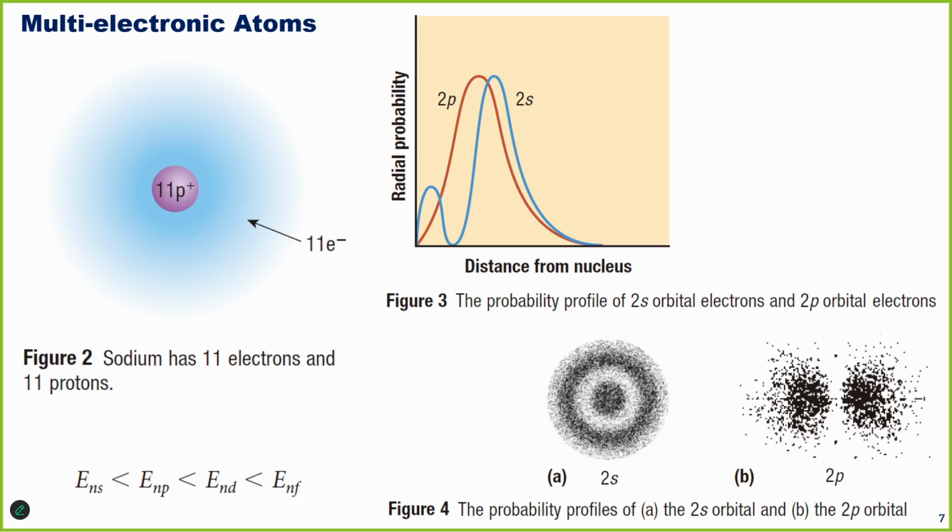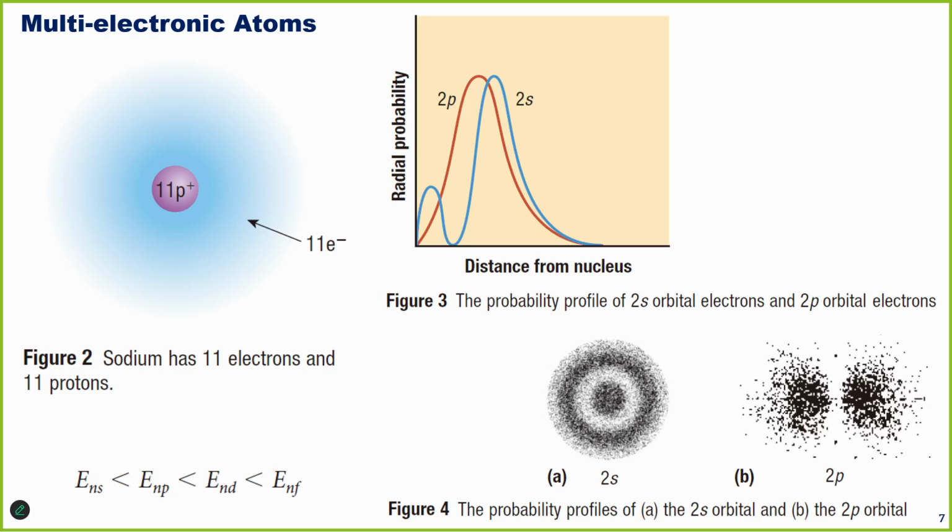In other words, electrons in a particular quantum shell fill orbitals in order of increasing energy: s, p, d, and then f. The reason for this has to do with the probability density of these orbitals. For example, notice in figure 3 that the electron in the 2p orbital has its maximum probability closer to the nucleus than the electron in the 2s orbital. You might predict that the 2p orbital electron has lower energy than the 2s orbital electron.